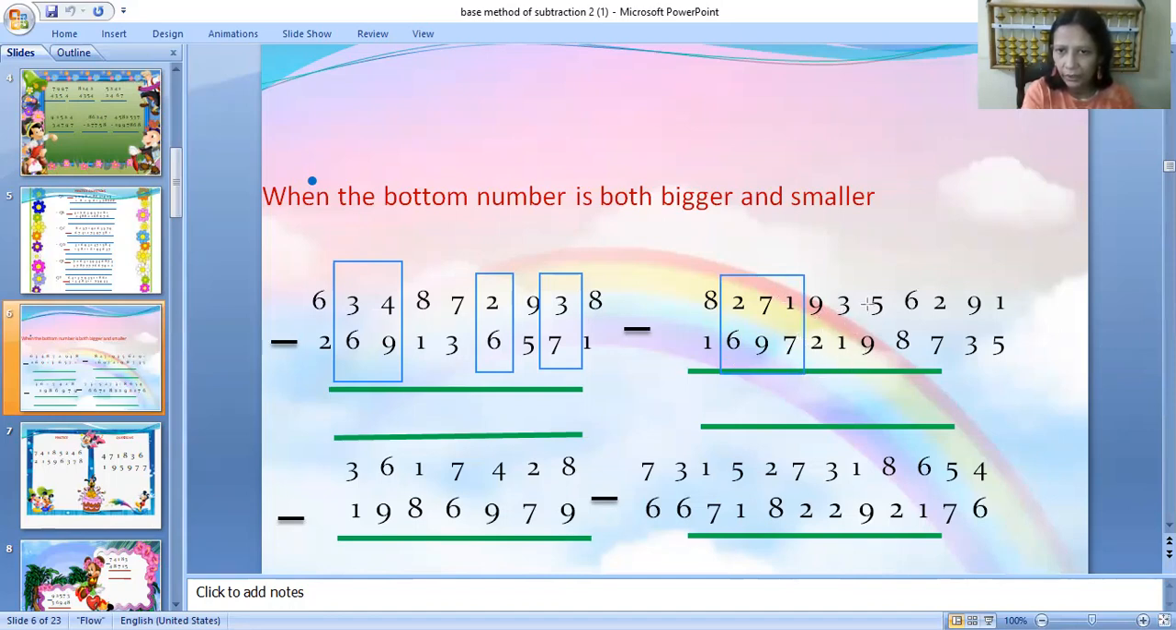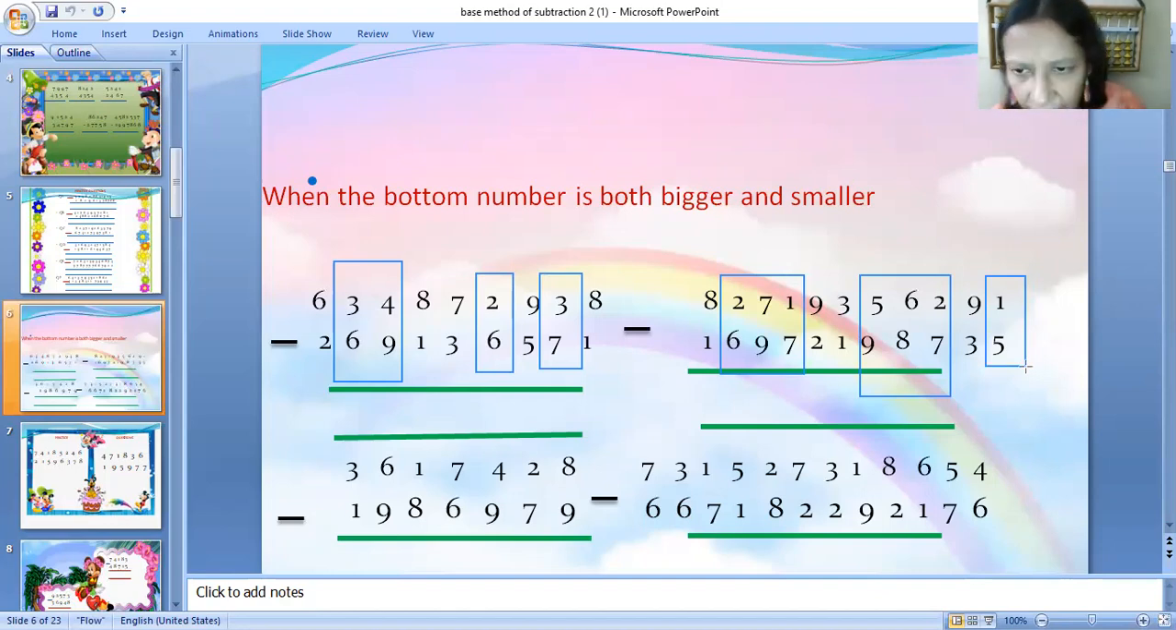3 minus 1 you can do directly. Next pair, you see you have to do the borrowing here. 9 minus 3 you can do directly, and here also you need the borrowing. So these two questions I'm going to deal with you. Now I'm going to take the text box.